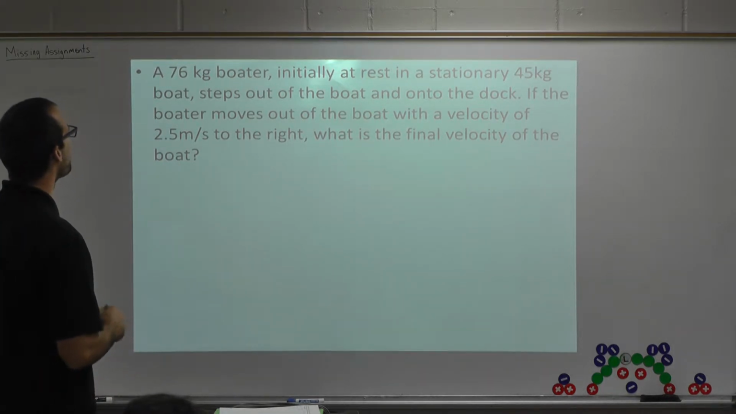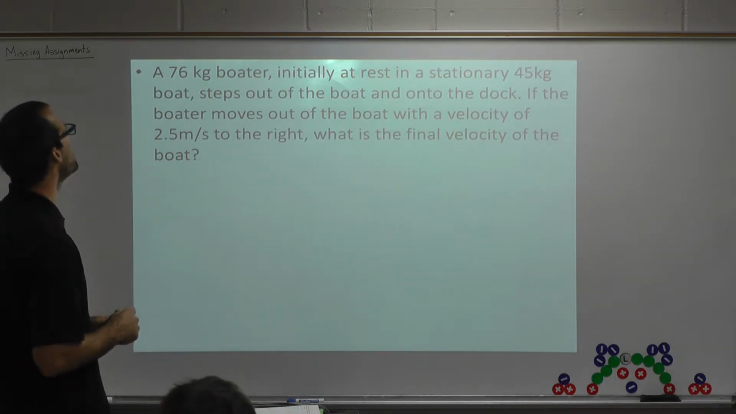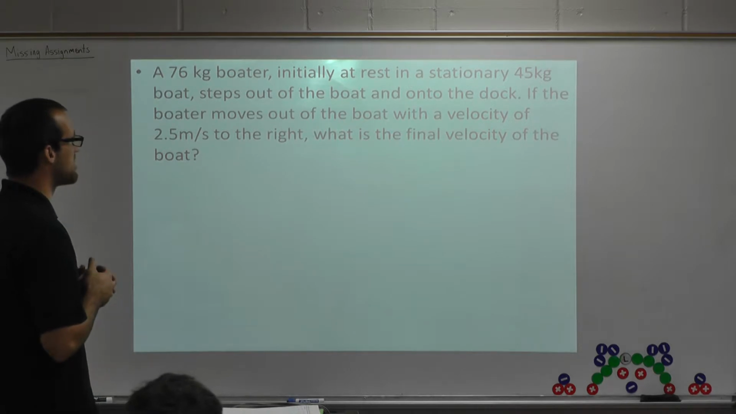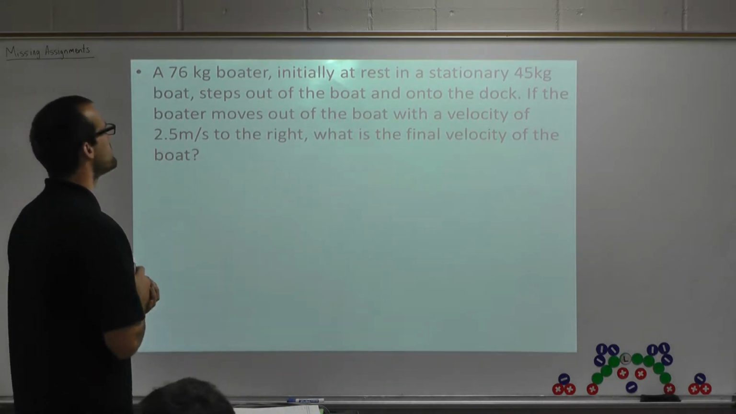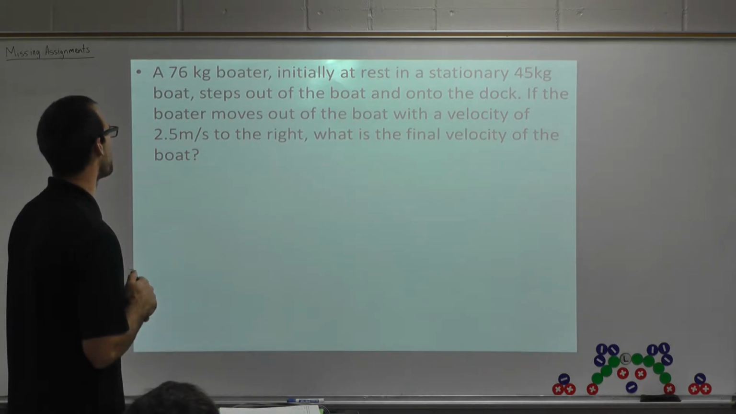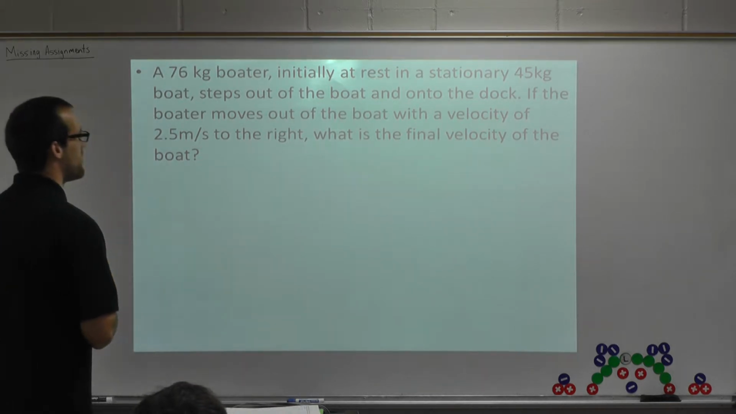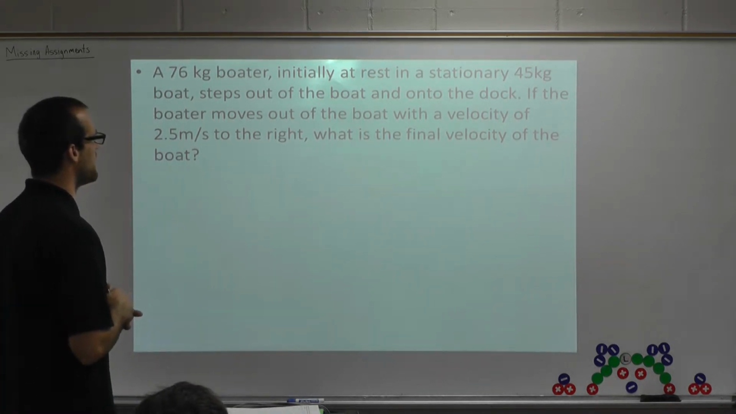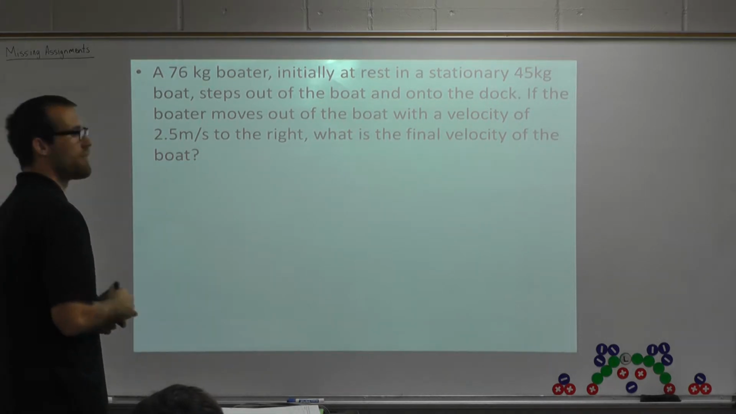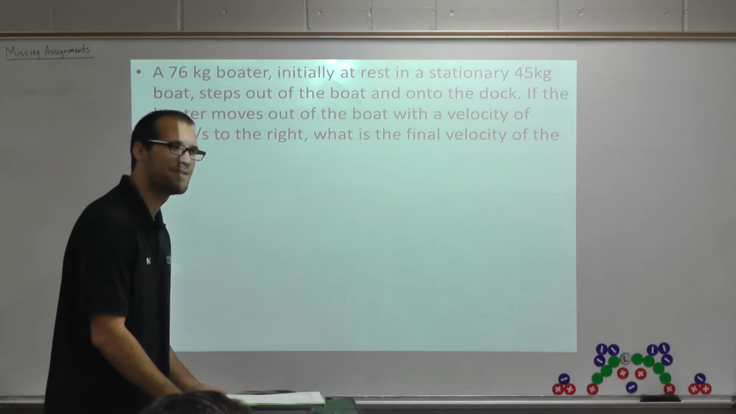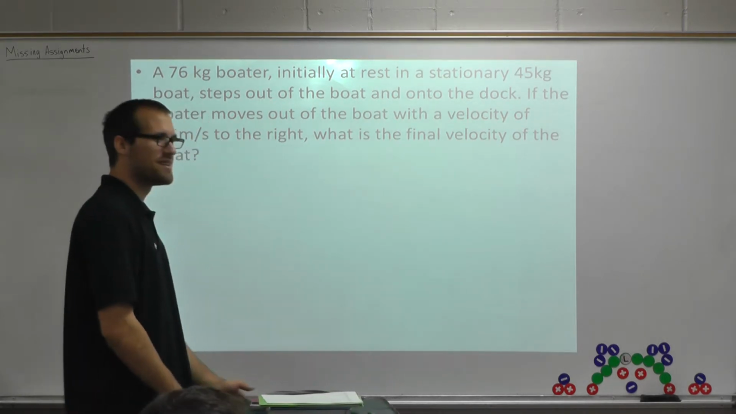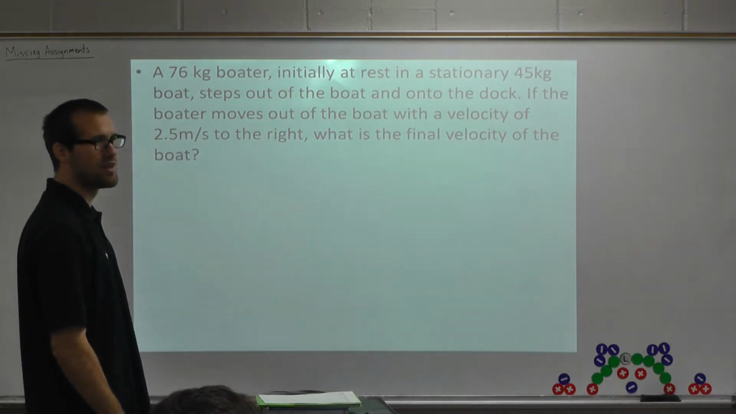Alright, so we got a problem. A 76 kilogram boater, initially at rest in a stationary 45 kilogram boat, steps out of the boat and onto the dock. If the boater moves out of the boat with a velocity of 2.5 to the right, what is the final velocity of the boat?